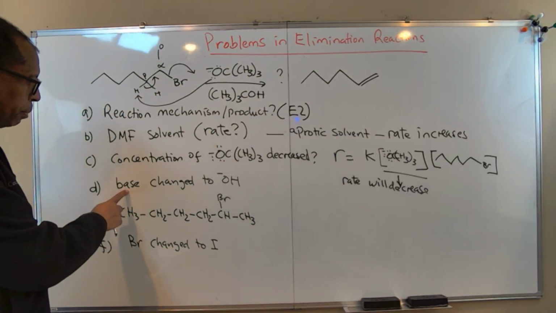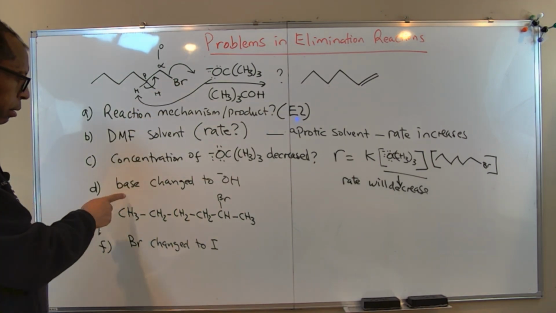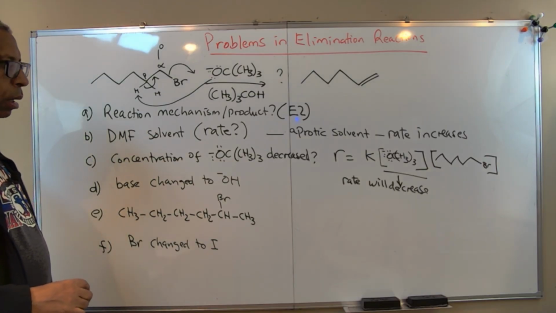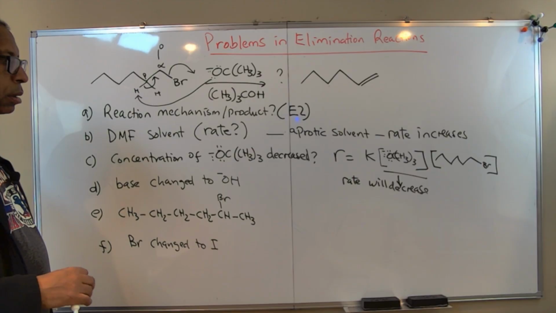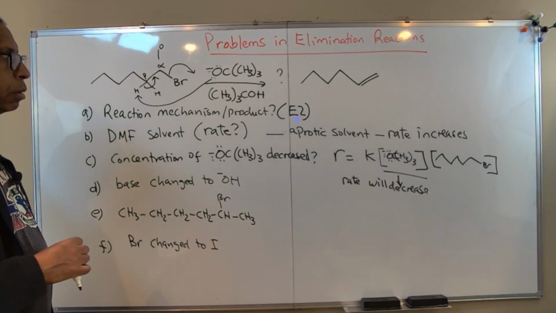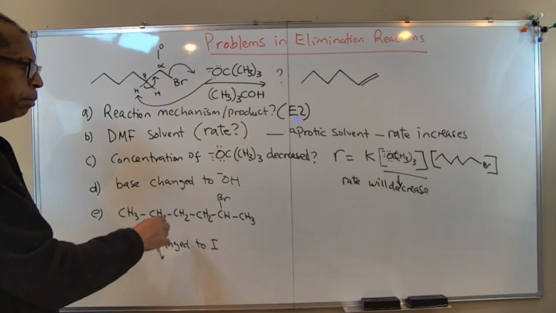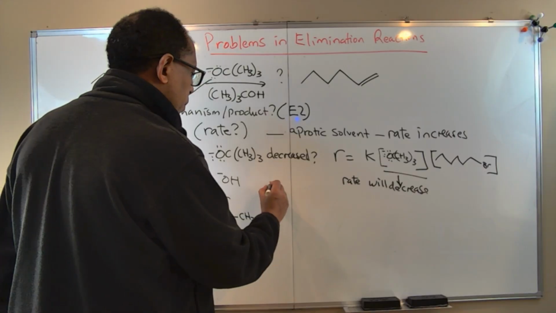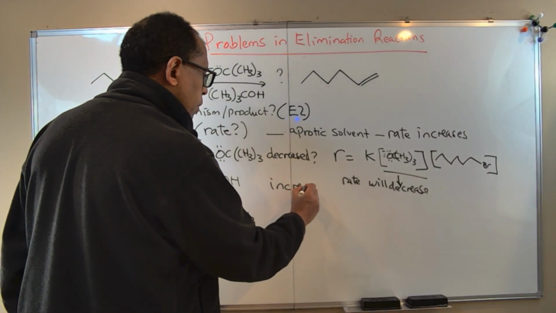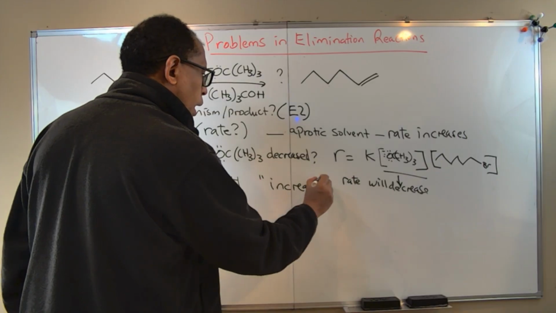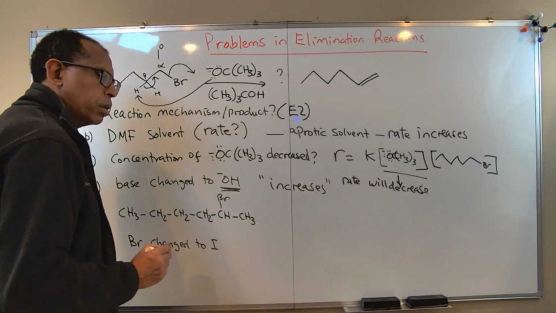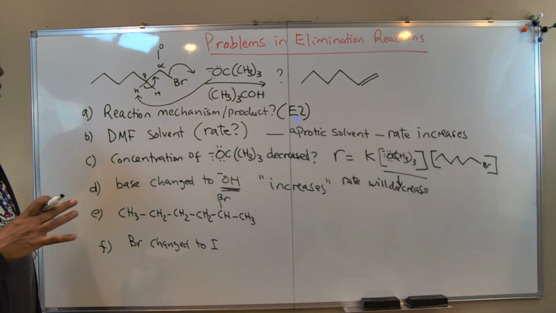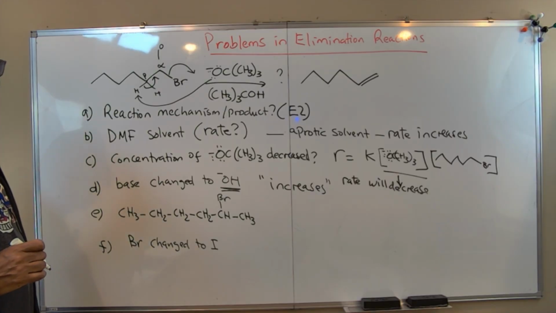What would happen to the rate if the base is changed to a hydroxide base? Hydroxide is a very strong base. It's an inorganic base. So I would say that the strength of the base is increased, so the rate should increase. Rate increases because you have a stronger base. Hydroxide is a very strong and small base, so the rate increases.